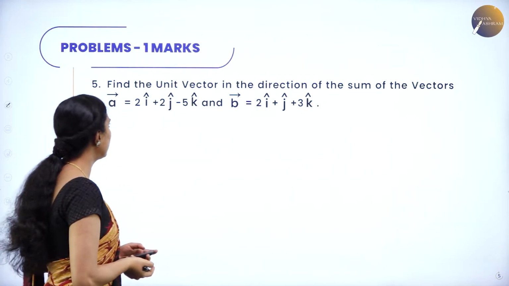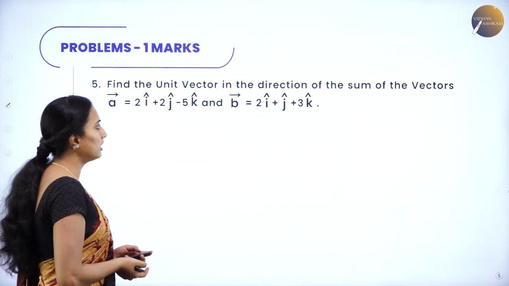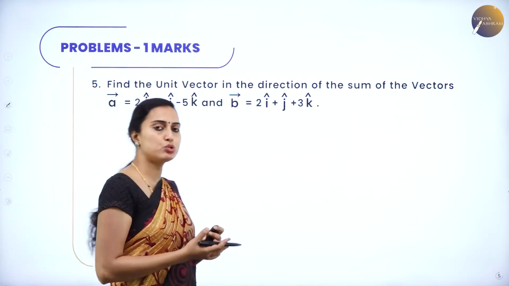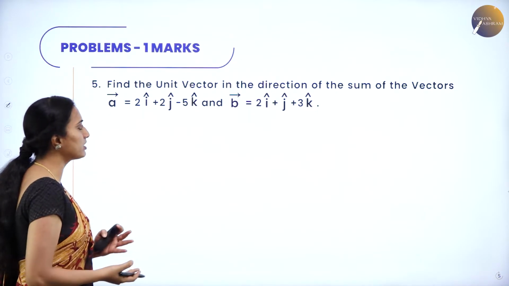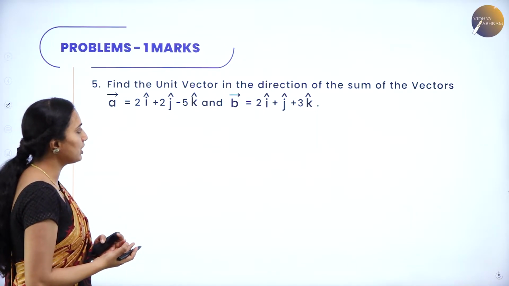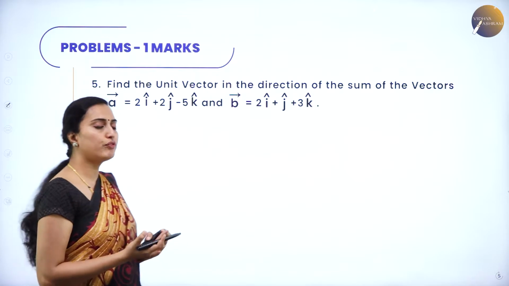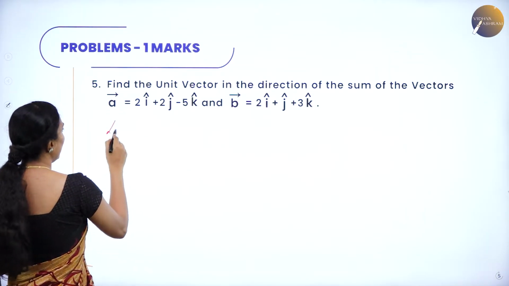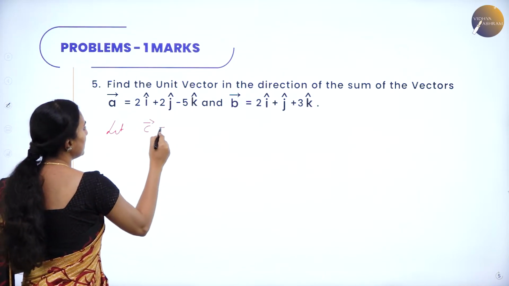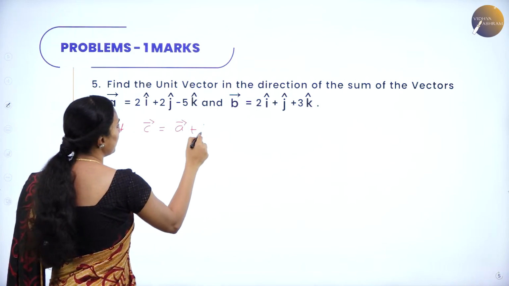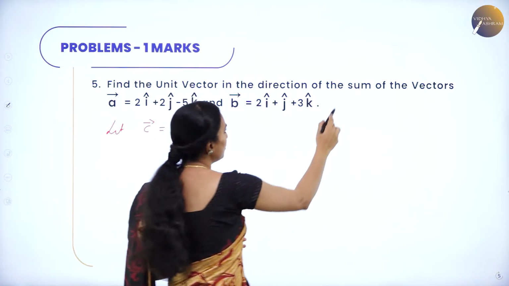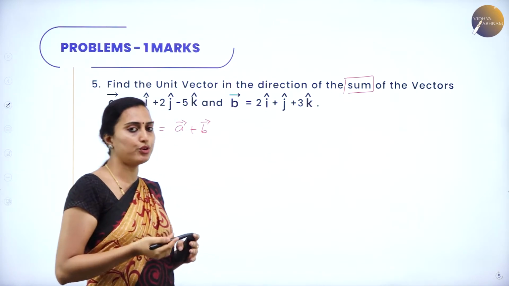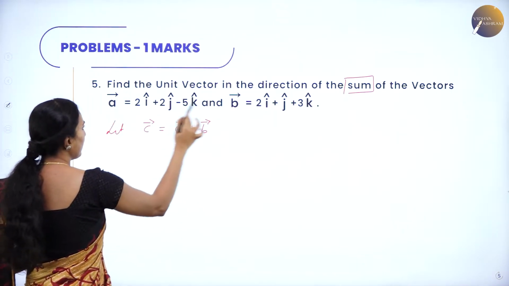Now we'll be moving on to the next question. Find the unit vector in the direction of the sum of the vectors A equals 2i plus 2j minus 5k cap and B equals 2i plus j plus 3k cap. So they've asked you to find the unit vector by adding these two vectors. So I am going to take C vector equals A vector plus B vector, because they've asked for the sum of the vectors. That unit vector you need to find.